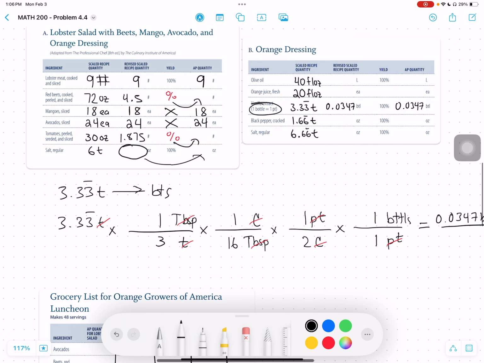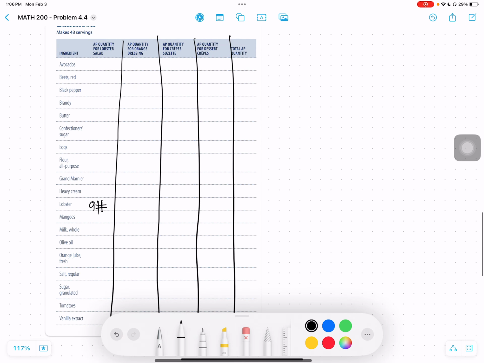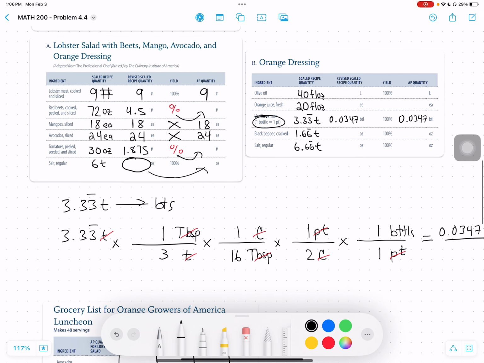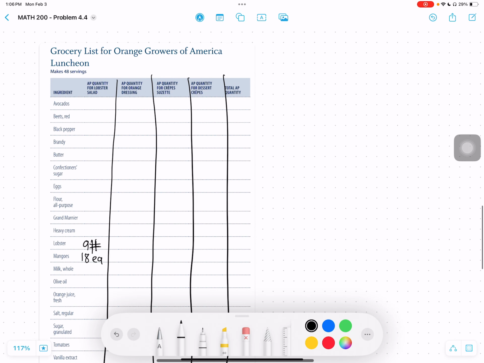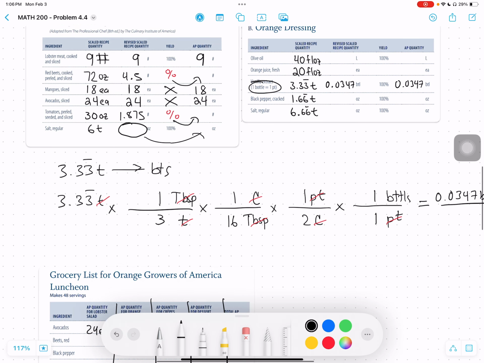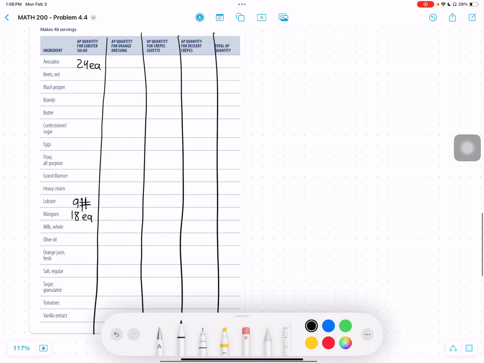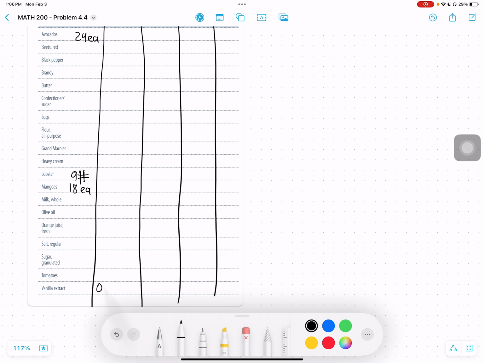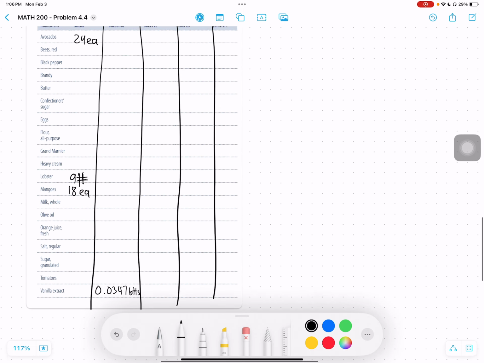And then mangoes, I have 18 mangoes. So I look up mangoes, it's 18-ish. And then I'm going to go back to avocados, which is 24-ish. So avocados, 24-ish. And then every ingredient that you calculate, you have to fill up the grocery list. So for the orange dressing, I have vanilla extract, which is 0.0347 bottles. Okay, then you fill up the whole grocery list with every ingredient.